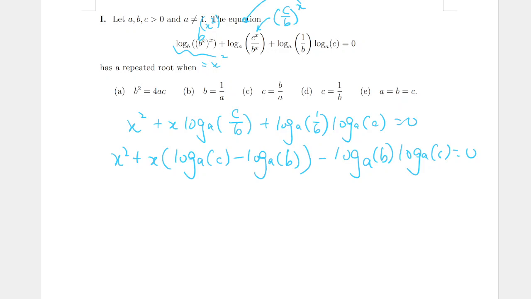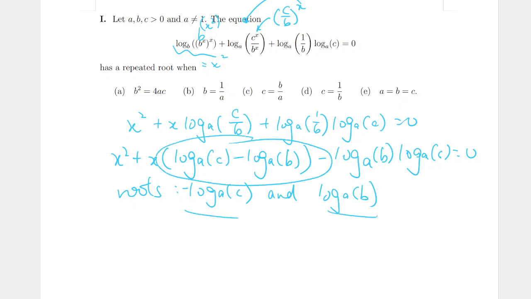Okay. So why is this sum of roots, product of roots? Because the two roots are, you can now see, negative log a c, sorry, and log a b. The negative of the sum of roots is the b coefficient. The constant, c, is the product of roots. If you multiply these two things, you do get the constant term back. So you could easily factorize quadratics. It's applicable in lots of scenarios, not only in this one.